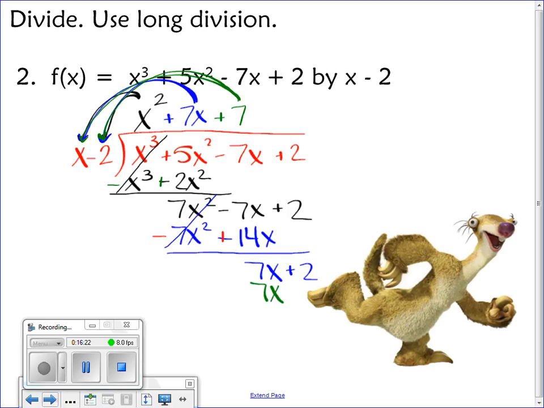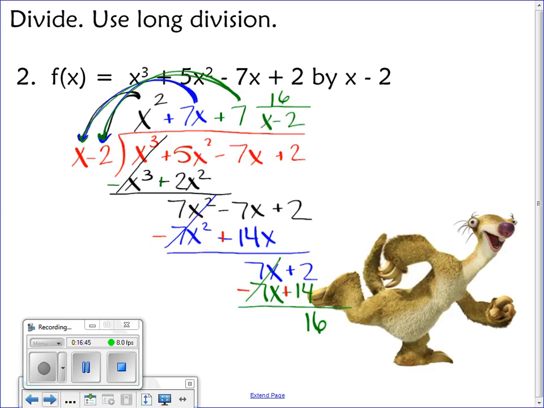7 times negative 2. Negative 14. Then we change our signs. So that cancels. That gives me 16. I got nothing else to bring down. What do I do with the 16? It's my remainder. 16 over x minus 2.